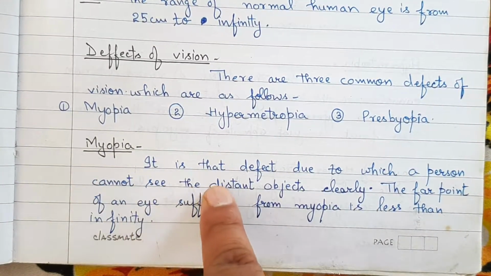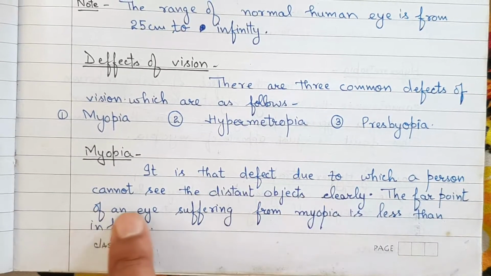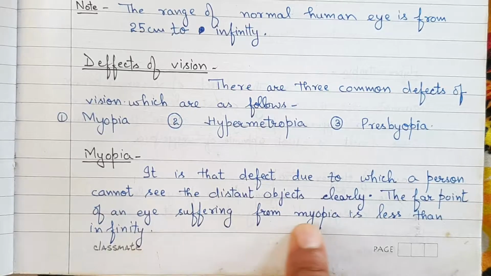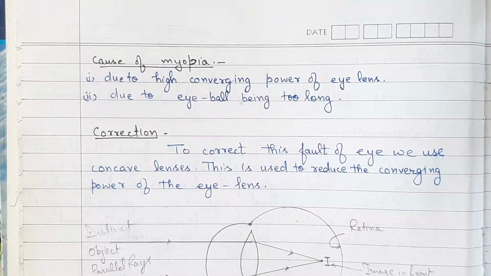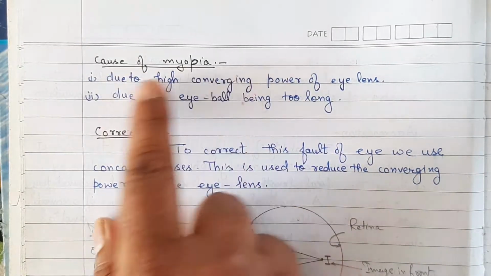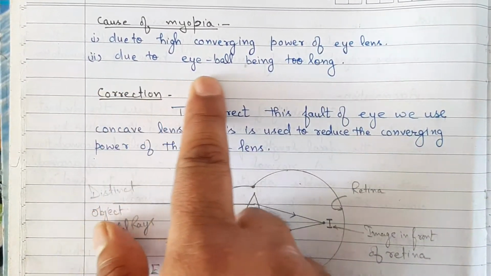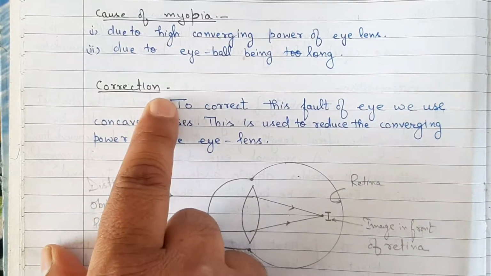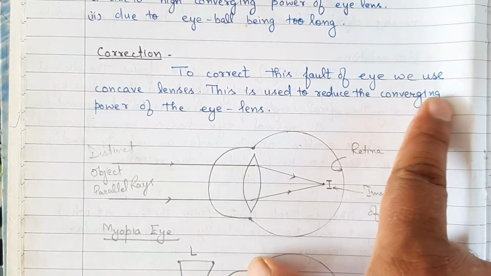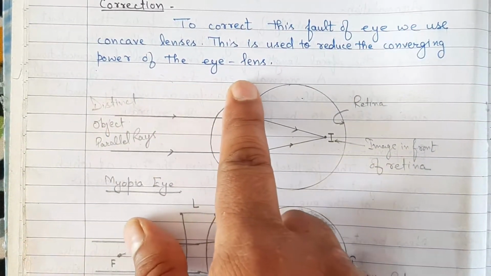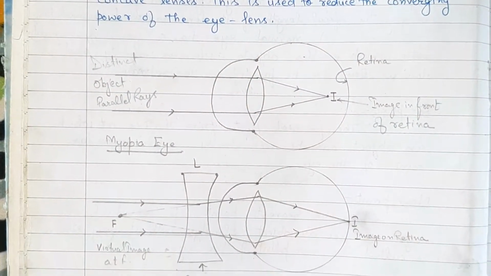Myopia. It is that defect due to which a person cannot see a distant object clearly. The far point of an eye suffering from myopia is less than infinity. Cause of myopia. Number 1, due to high converging power of the eye lens. Number 2, due to the eyeball being too long. Correction. To correct this fault of the eye, we use a concave lens. This is used to reduce the converging power of the eye lens, as shown in the figure.